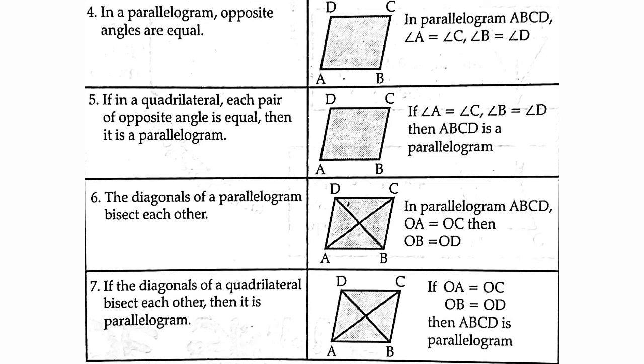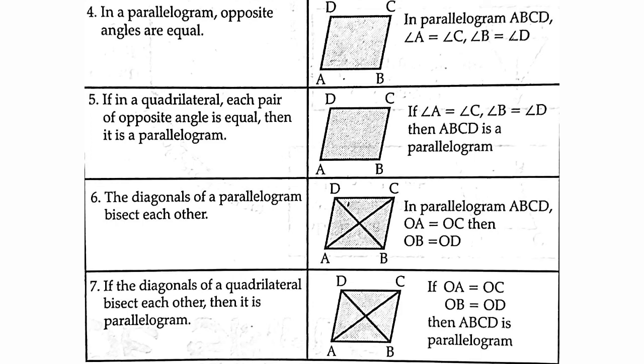Okay, here is the fourth statement. A parallelogram's opposite angles are equal. So students, here you can see that in parallelogram ABCD, angle A is equal to angle C and angle B is equal to angle D. Fifth, if in a quadrilateral each pair of opposite angles is equal, then it is a parallelogram. So mathematically we can write these things. If in quadrilateral ABCD, angle A is equal to angle C, angle B is equal to angle D, then ABCD is a parallelogram.